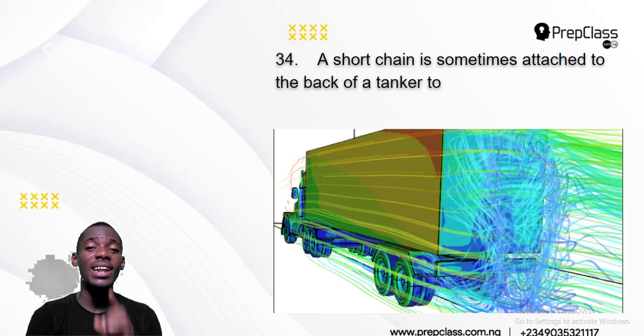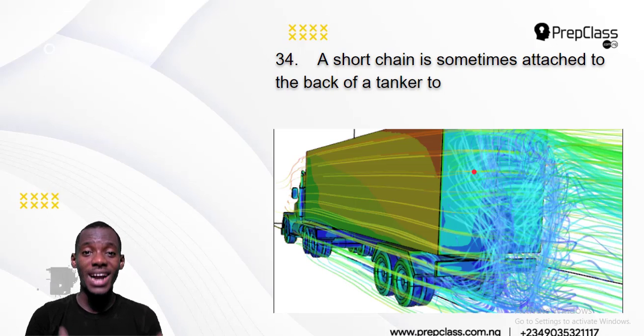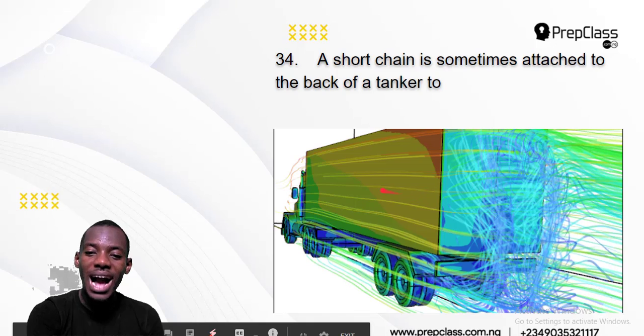dangerous, especially if the tanker is carrying something very flammable, like petroleum or diesel. So as it is colliding with the air, it has to make a way to remove those charges from the body of the car, and that is why we have the chain. The chain helps to conduct the charge from the body of the car to the ground.